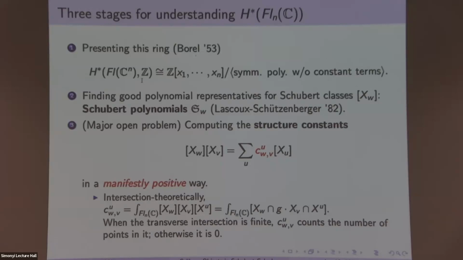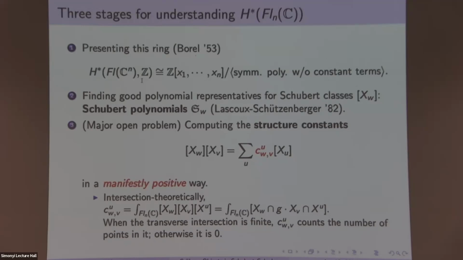Our structure constants are always going to be non-negative integers. I can use intersection theory to express these structure constants as counting points of generic intersections of a triple of Schubert varieties satisfying certain dimension conditions.